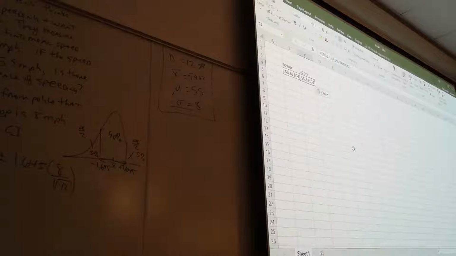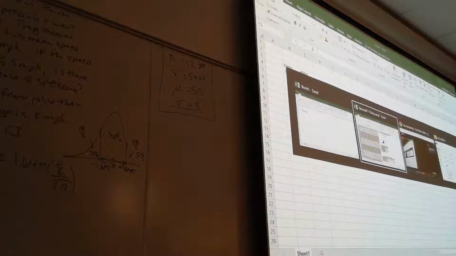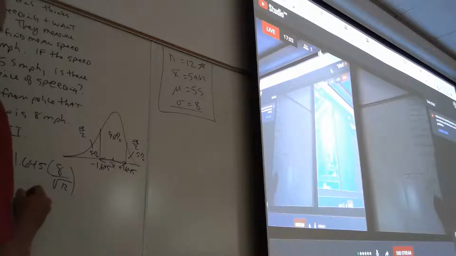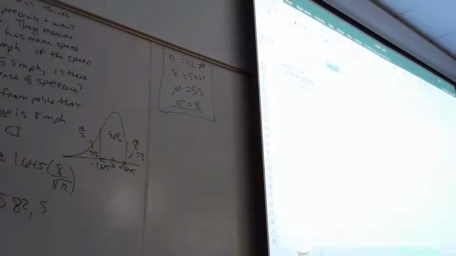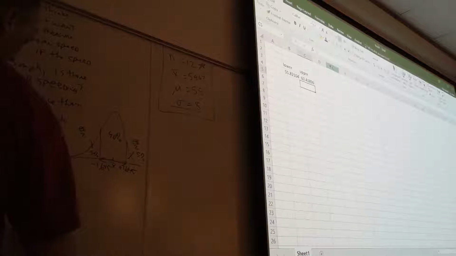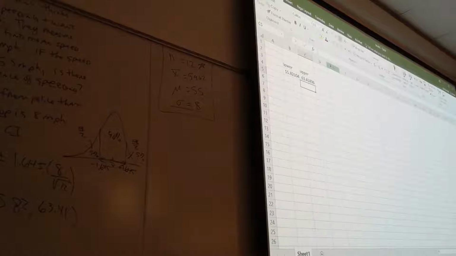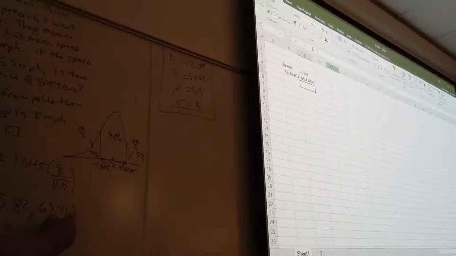I'm going to copy this. I'm going to paste it. The only difference I'm going to do is I'm going to change that minus to a plus. Okay? So the two values I get for my confidence interval here are 55.82, comma, what was the other number? 63.41 miles per hour, okay? Now, whenever you're doing the confidence interval, I would like you to always put the low number first and then the high number, okay?